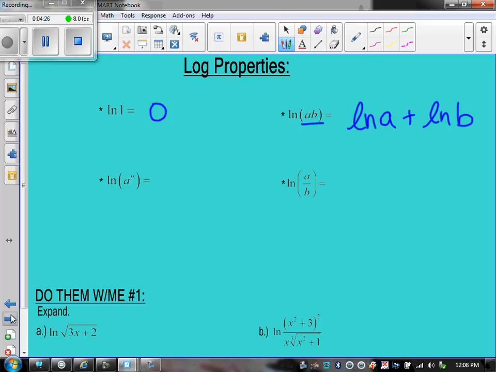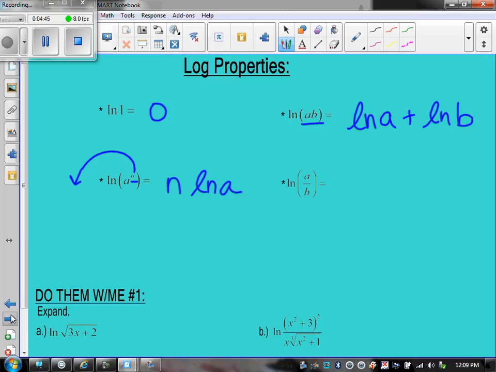If you have a natural log and you have an exponent here, this exponent can actually come out to the front of your natural log and turn it into n times the natural log of a. So anytime I have a log or a natural log with an exponent, I can actually take that exponent forward and put it in the front.